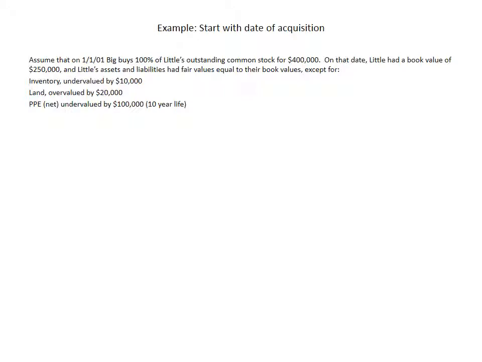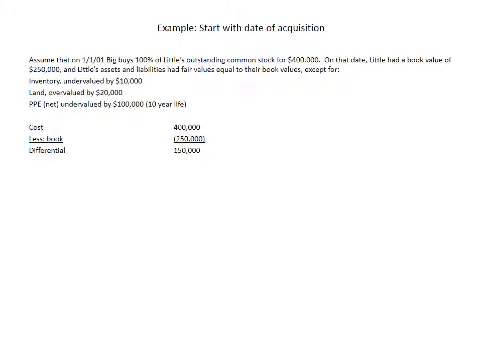Assume that on January 1st, 2001, Big Company buys 100% of Little Company's outstanding common stock for $400,000. On that date, Little had a book value of $250,000, and Little's assets and liabilities had fair values equal to their book values, except for inventory, undervalued by $10,000, land, overvalued by $20,000, and property, plant, and equipment net, undervalued by $100,000, and let's assume that has a 10-year life.